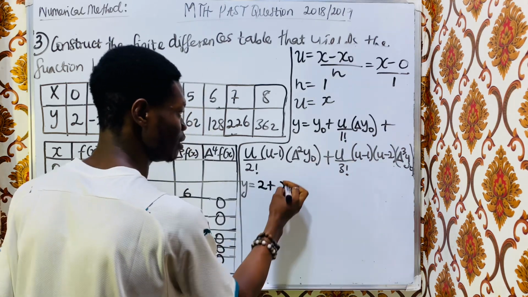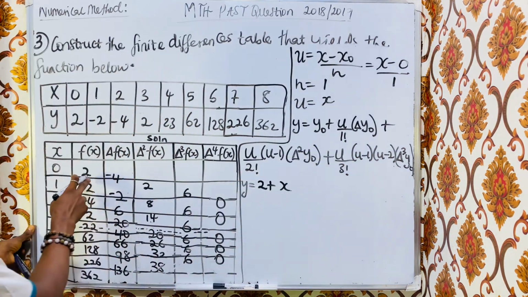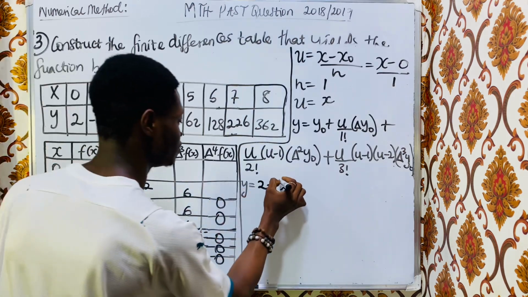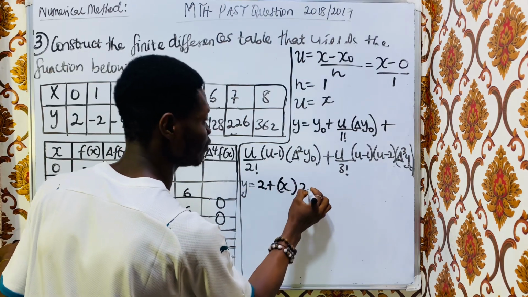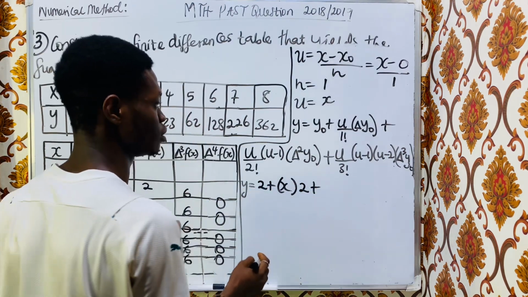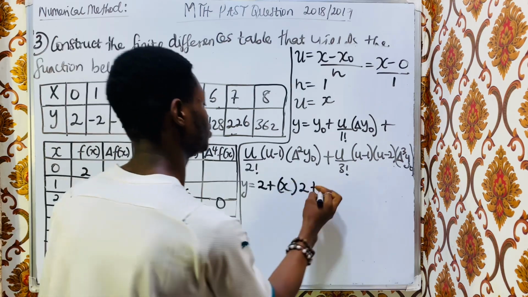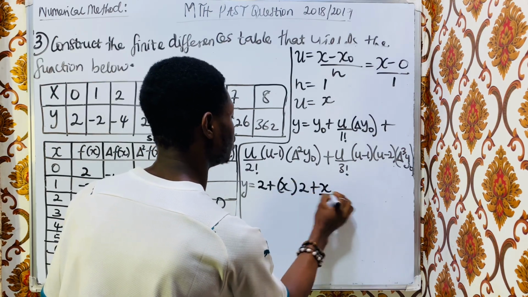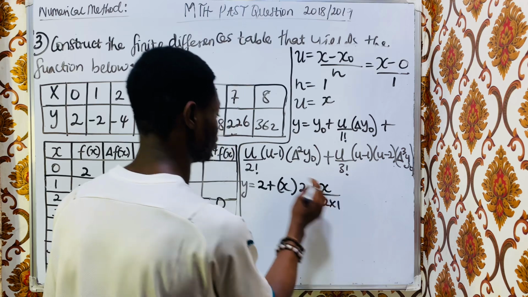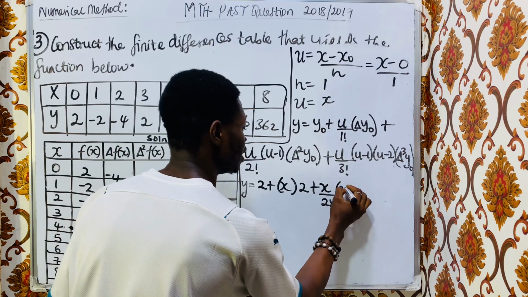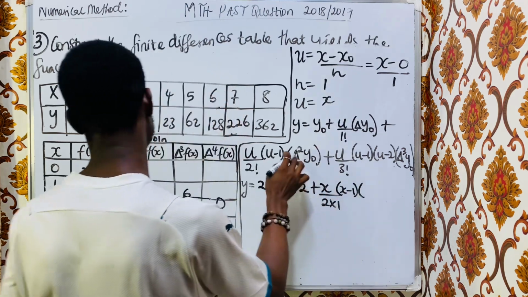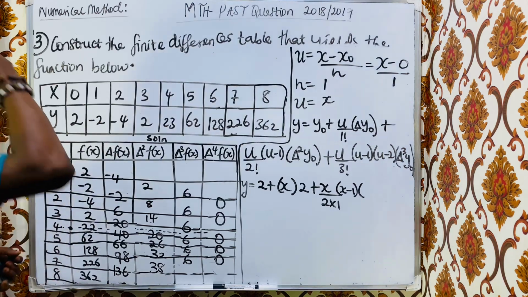1 factorial is simply 1. Then delta y naught is what? This 2 here. So we are going to have 2. Then plus our u, which is x, all over 2 factorial, which is simply 2 times 1. Then u is x minus 1. Then delta squared y naught.